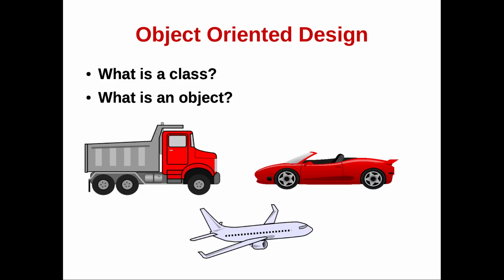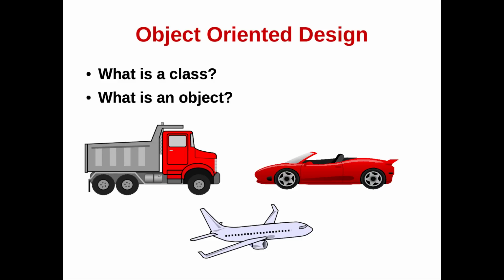A class is truck. A class is car. A class is plane. It's like flag. A class is more or less the instruction set that tells you how each of these things are going to be defined. Okay? An object is an instance of this class.